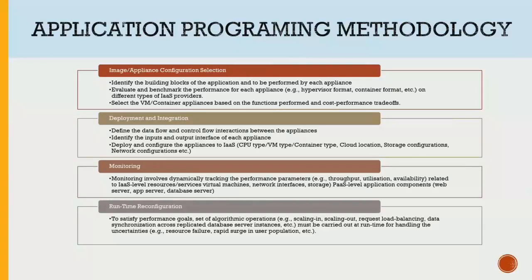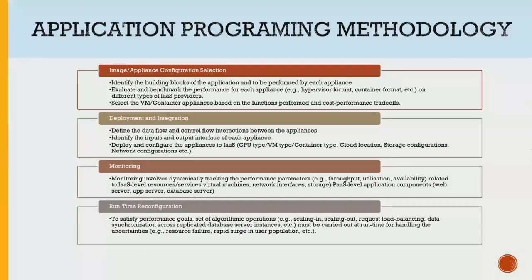So the first step in programming, or deploying, or they call it orchestrating, it all means the same thing, is image or appliance configuration selection. So the first step before you can create your own application that you want to deploy on any public or private cloud is to select which virtual machine images or which container images are going to be part of your application bundle. So that's the first step.